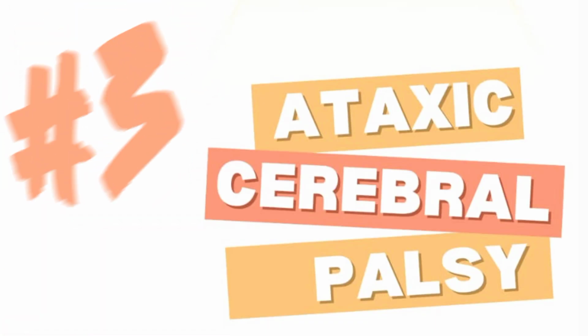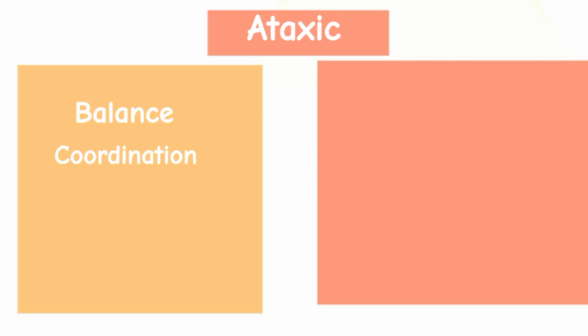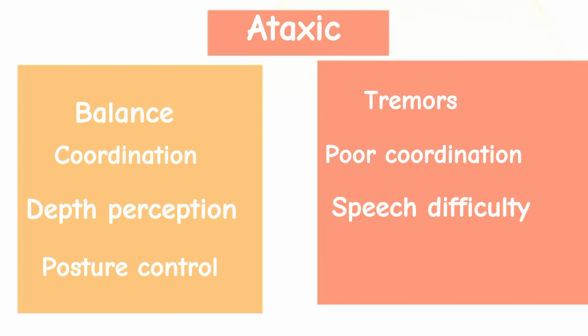The third type of cerebral palsy is ataxic cerebral palsy. It affects balance, coordination, depth perception, and posture control. It causes tremors, poor coordination, speech difficulties, and spreading of legs apart while walking.